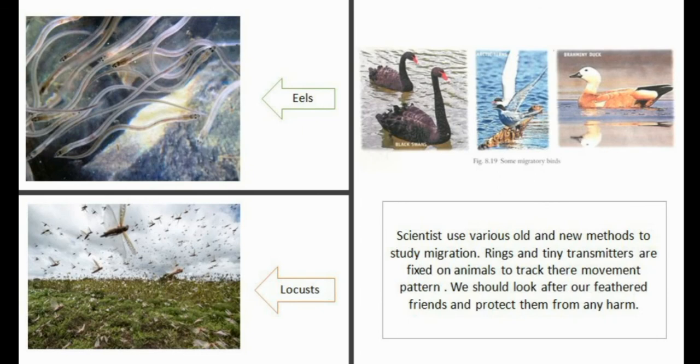Now, scientists use various old and new methods to study migration. Rings and tiny transmitters are fixed on animals to track their movement patterns. So we should look after our feathered friends and protect them from any harm.